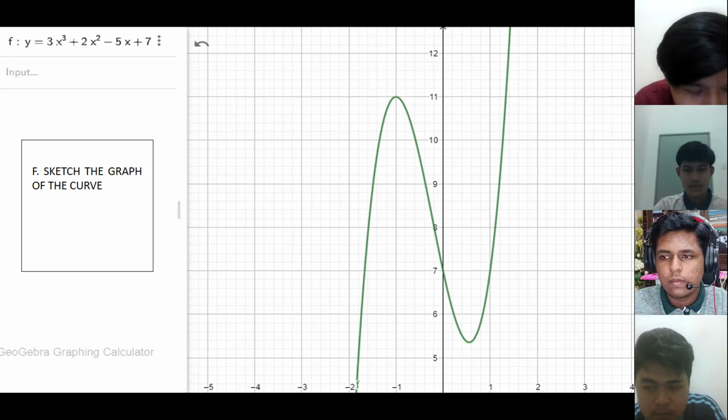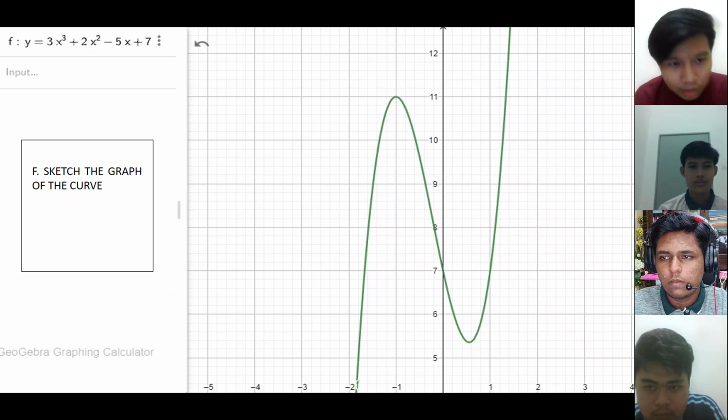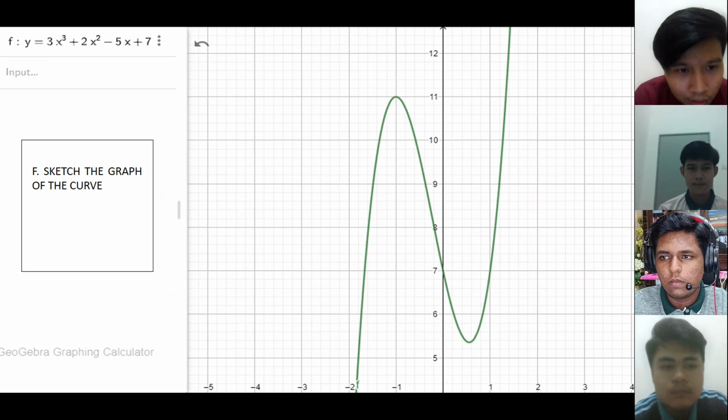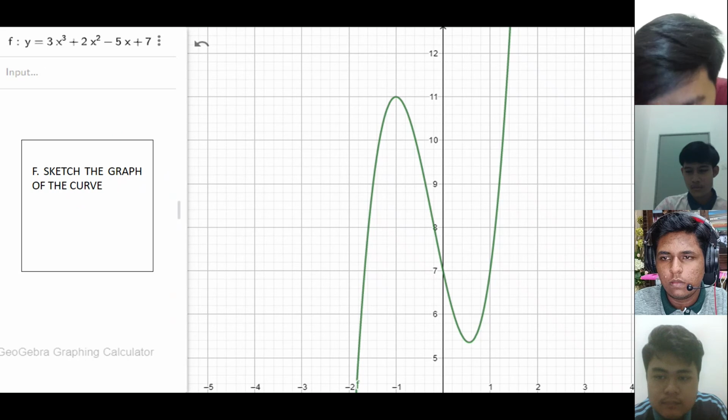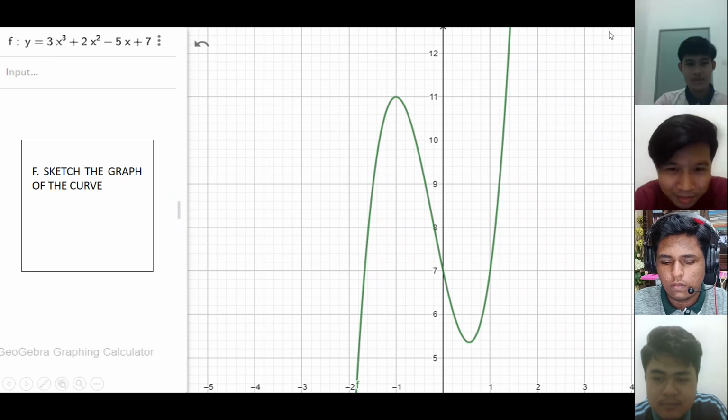So last step, sketch the graph of the curve from the equation y equal 3x cubed plus 2x squared minus 5x plus 7. So you can get this graph. Okay. Thank you, Aiman.